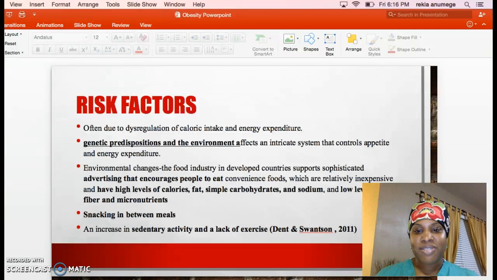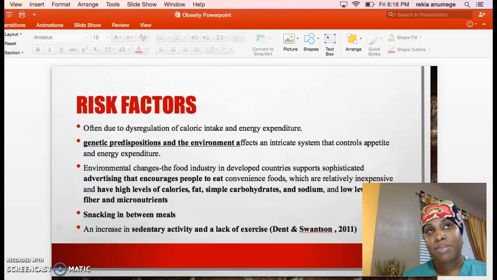Sedentary activity and lack of exercise. That is very important. Due to safety issues now, we don't go outside and play and ride our bikes like we used to when I was growing up. I used to ride my bike 3 miles to school. Well, now times have changed and kids are not doing that.